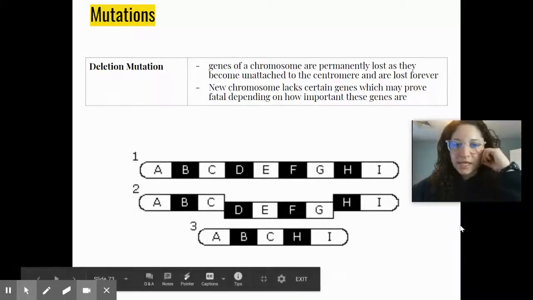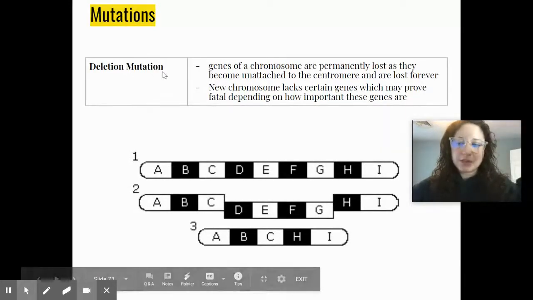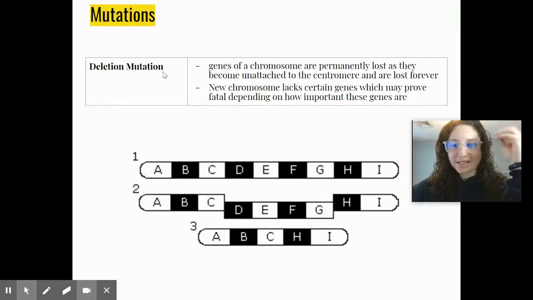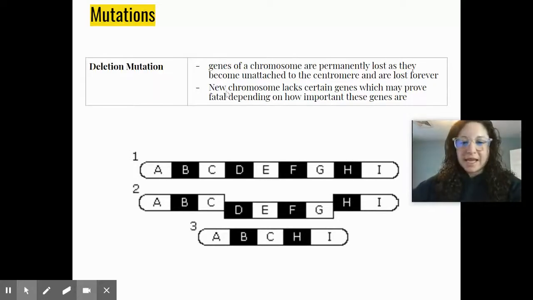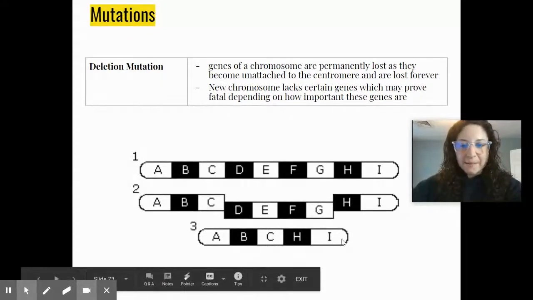All right, so next up, we can have a deletion mutation on the chromosome level, very similar to a deletion mutation on the DNA level. It is a larger deletion than like a couple nucleotides. So in this case here, we have our chromosome with genes A, B, C, D, E, F, G, H, I. We're gonna delete the genes D, E, F, G. And so that means we are left with a chromosome that only contains genes A, B, C, H, I.